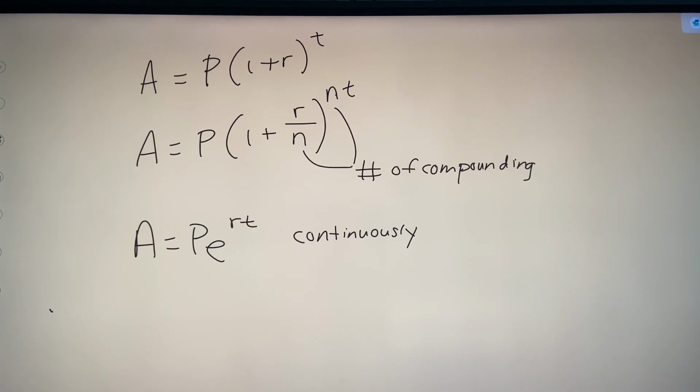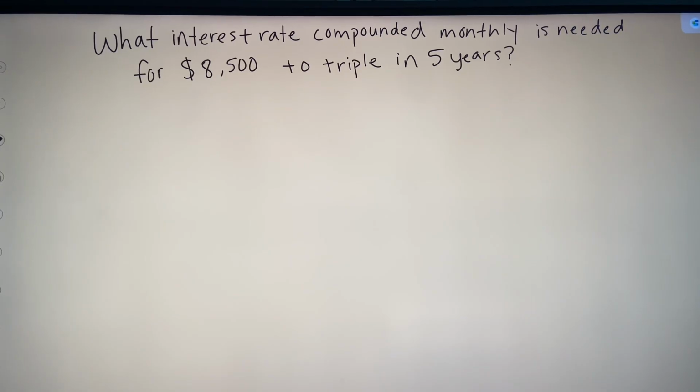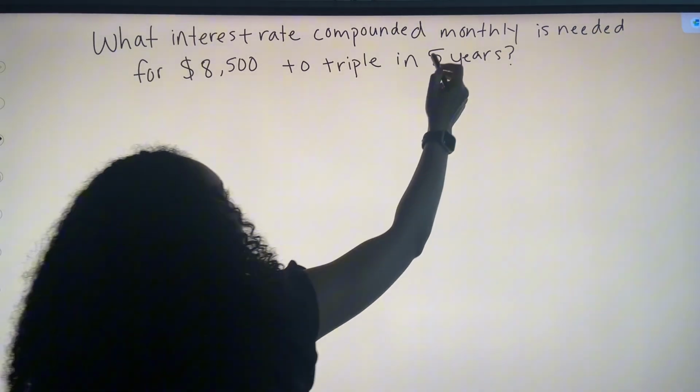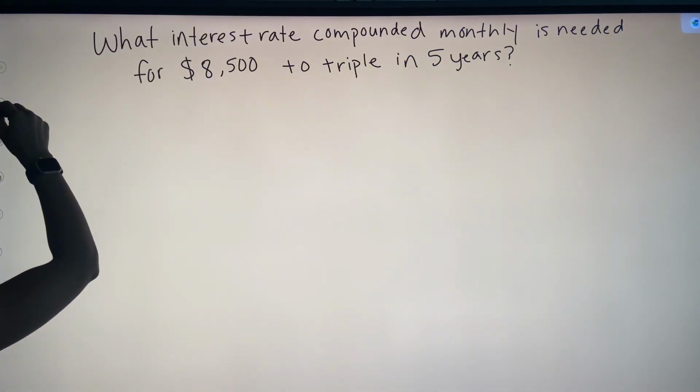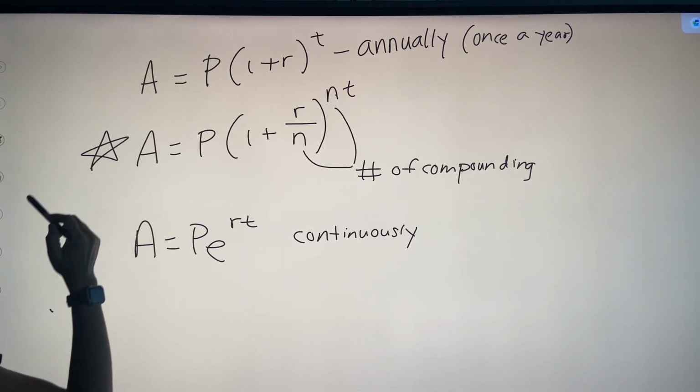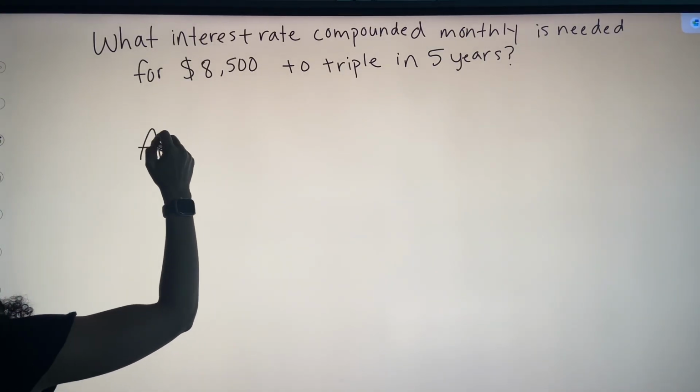Okay, so now guys, let's practice with the word problems. All right, so what interest rate compounded monthly? That's the key word, compounding monthly. So I know that the formula that I'm using is this one. So I'll copy that down.